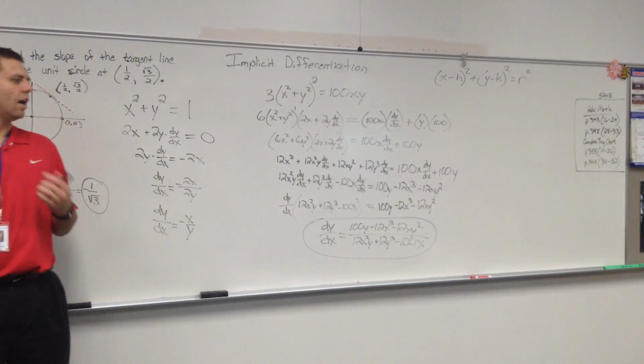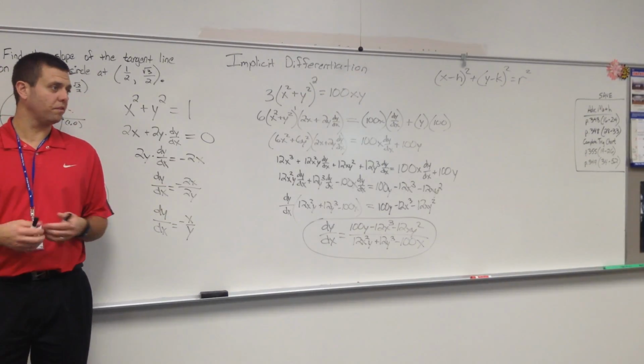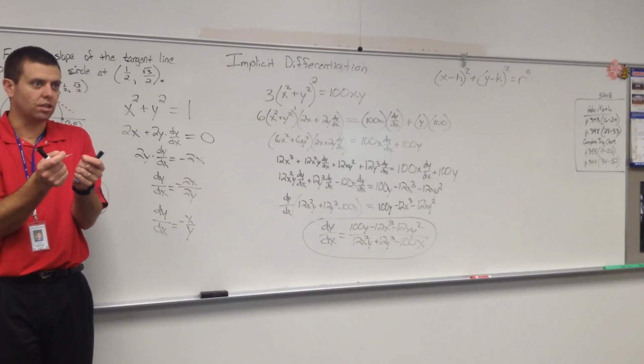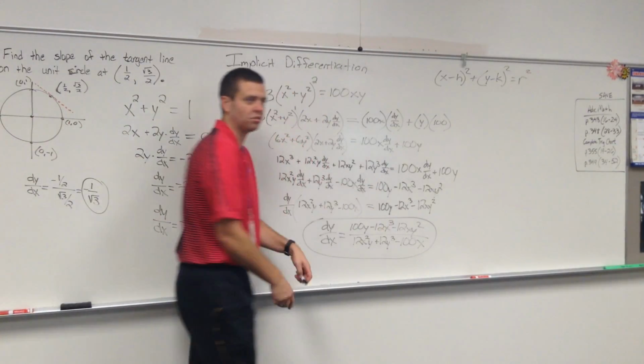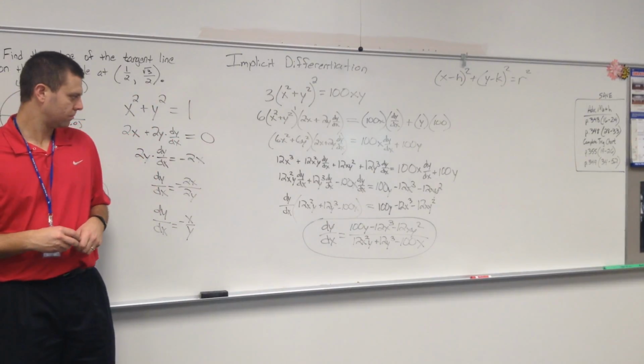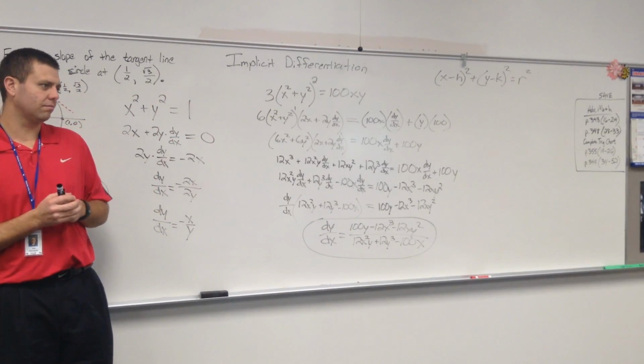Don't be confused about that. If I said find the slope of the tangent line at some point, you just have to take that point and plug it in for all the x and y's you see to find your slope. No big deal. Just plug in for all that stuff. So that's implicit. That was long.